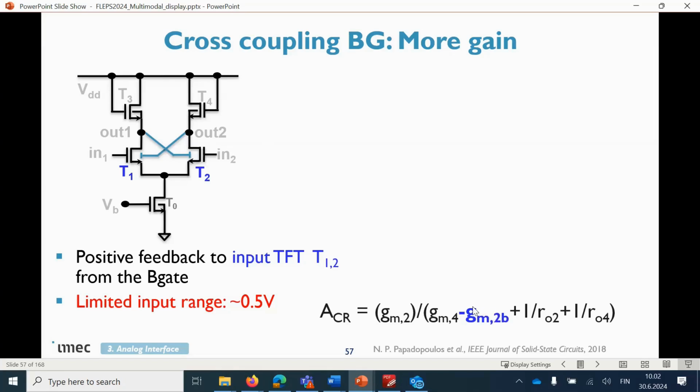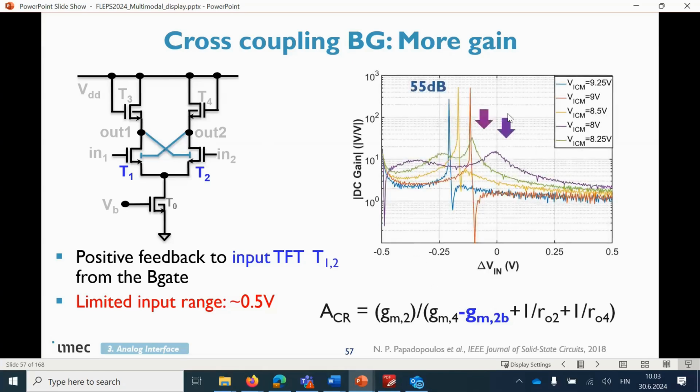And we have to be careful here that this doesn't become too negative, because otherwise you will have a negative effect on the gain. But it has to be close enough to the GM4. So if you design carefully, you will increase your gain tremendously. You will go to 55 dB. But the problem here is exactly because you're designing too carefully, you have a very limited input range of only 5.5 volts. So you can use this amplifier only on a very limited input range.